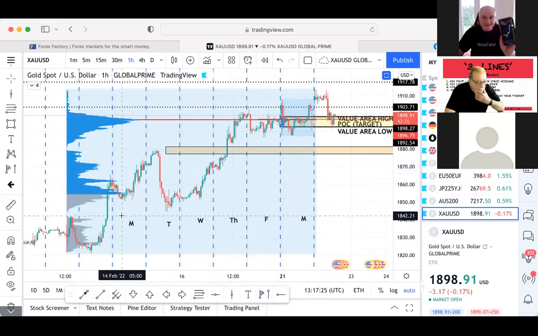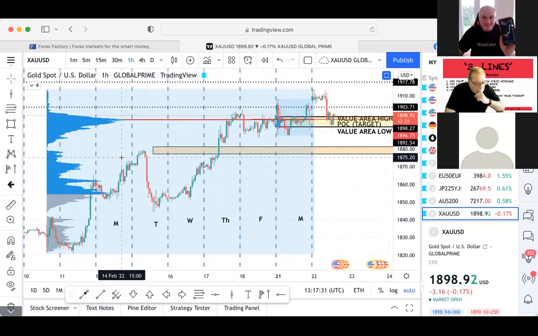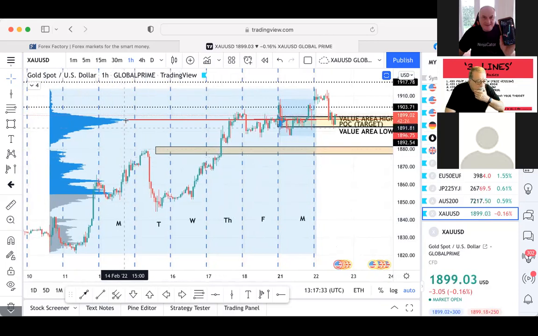Now let's look at this and have a look at what it's telling me. Or at least this is what I see when I look at this. So we've got here the peak of trading over this period. So this is from, I think it was last Thursday through to the start of Monday.